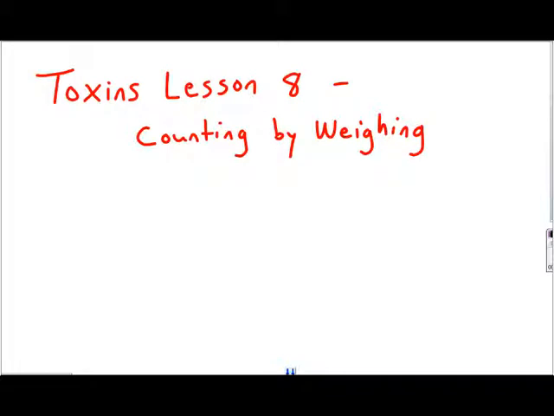Today I want to talk to you about Toxins Lesson 8, Counting by Weighing. The problem is atoms are so small that you cannot see them, let alone count them. Luckily, there are other ways of figuring out the number of atoms in a sample besides counting them one by one. So I'm going to teach you how we can use other objects to illustrate this point.